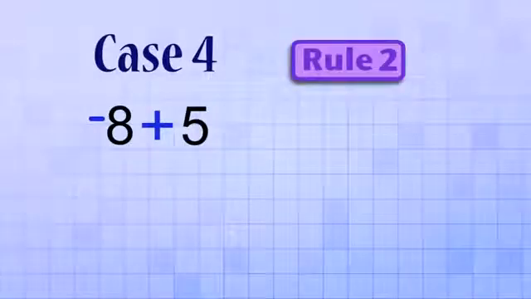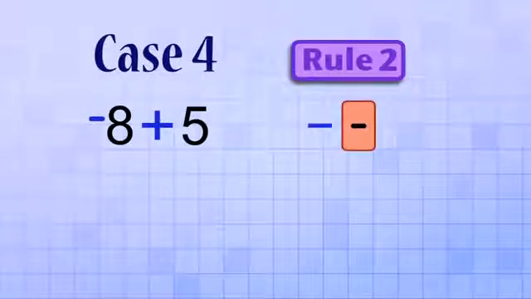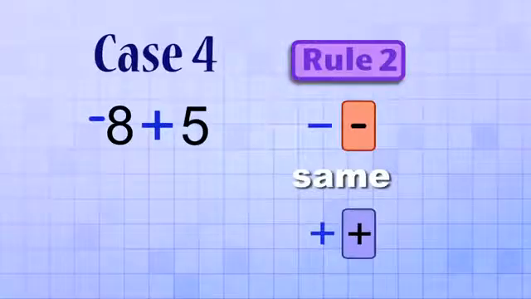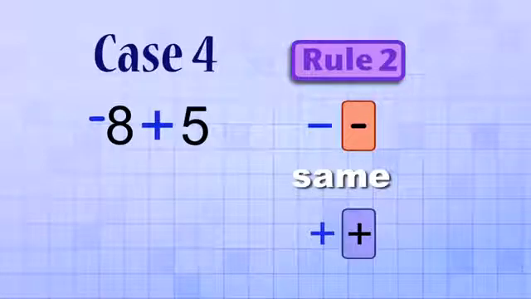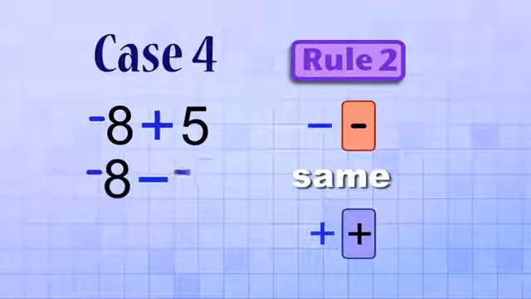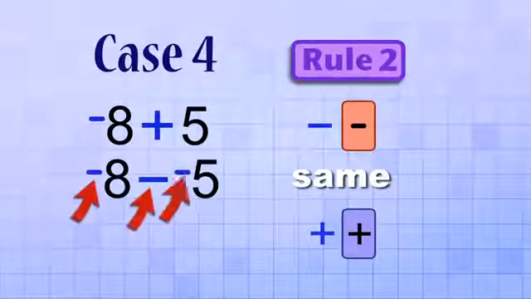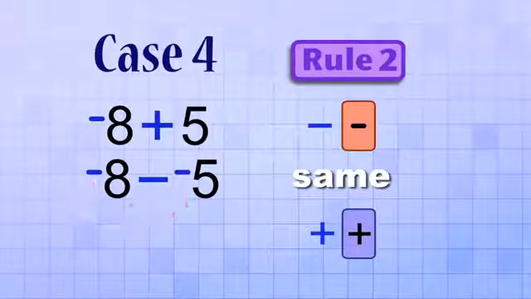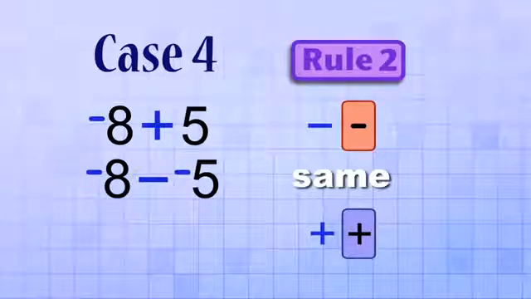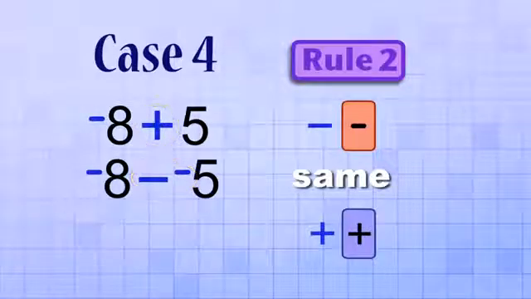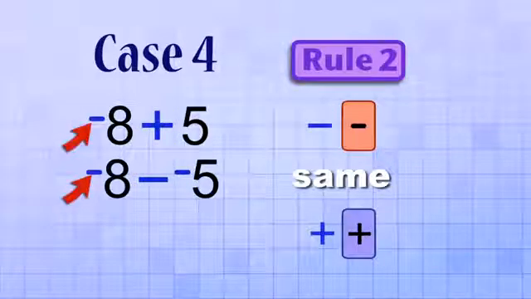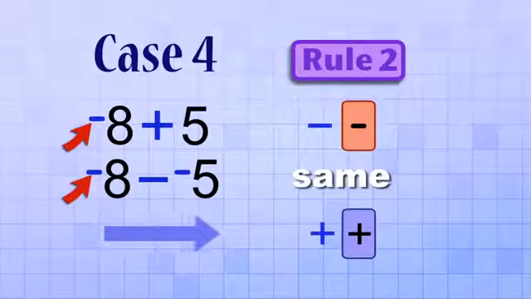Remember rule number 2? That subtracting a negative is the same as adding a positive. Because of that rule, -8 plus 5 could also be written as -8 minus -5. That's a lot of negatives, but thanks to rule number 2, we can write our minus minus as a plus. But either way it's written, in this case, we start negative and move in the positive direction.